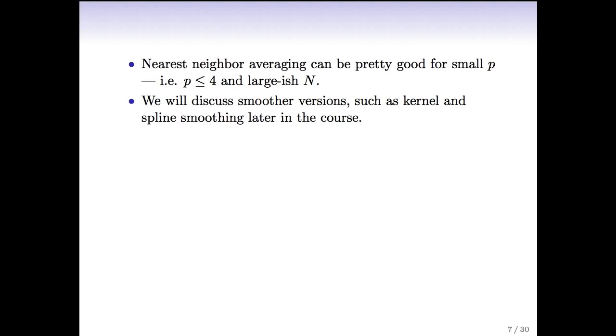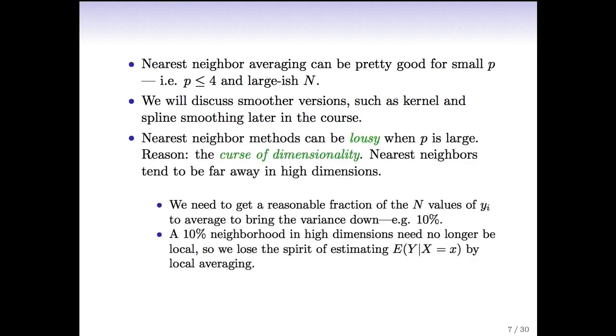Now, this is just one version of a whole class of techniques called smoothers, and we're going to discuss later on in this course much cleverer ways of doing this kind of averaging, such as kernel and spline smoothing. Now, there's a problem though. Nearest neighbor methods can be really lousy when p is large. And the reason has got the name, the curse of dimensionality.